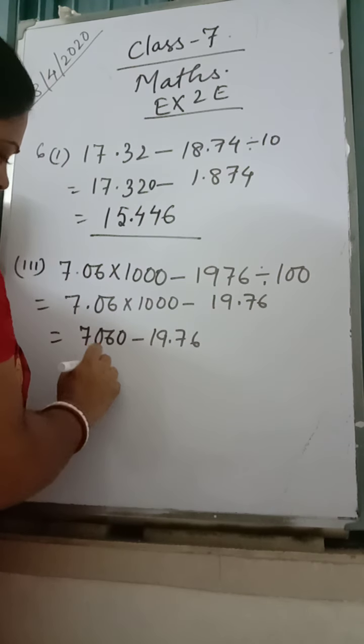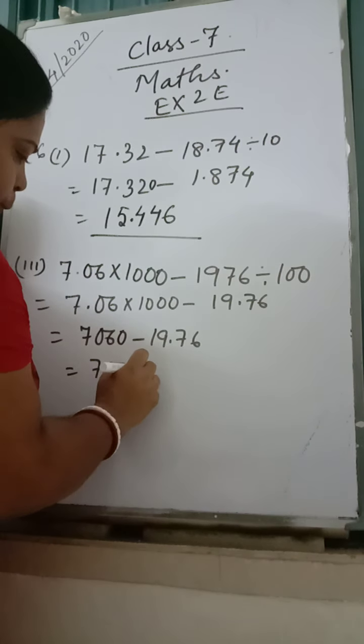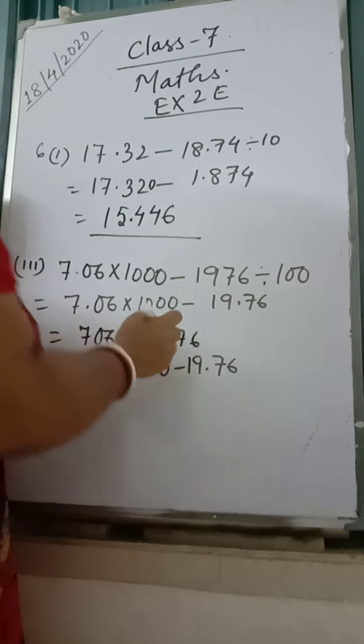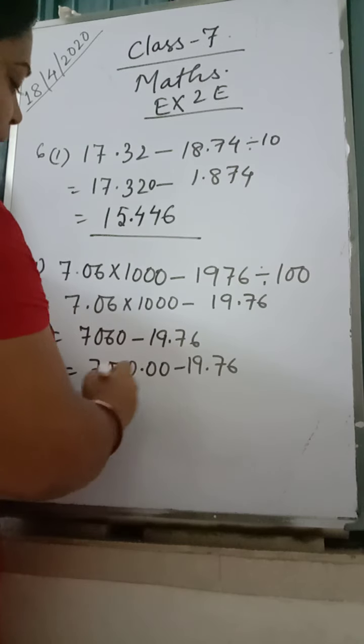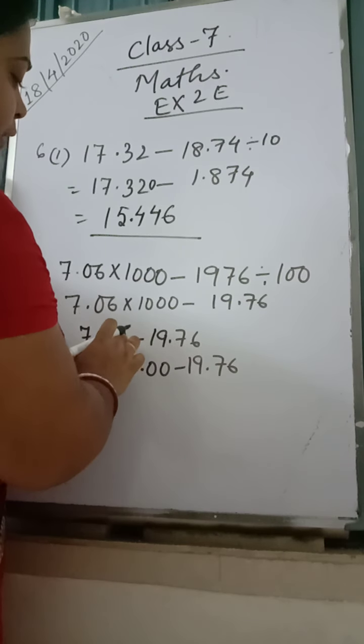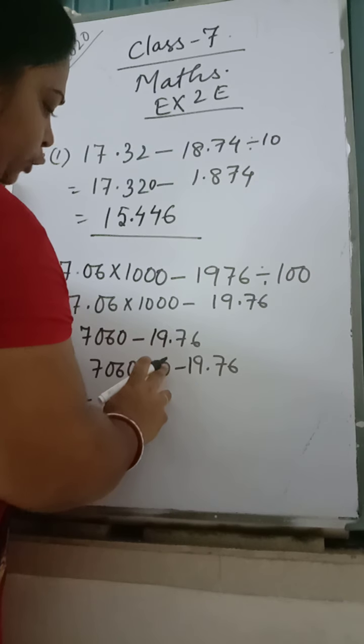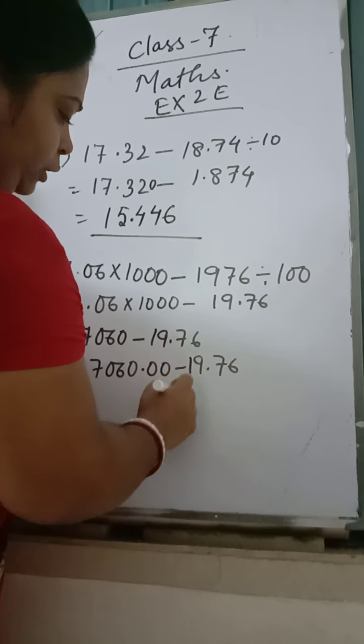19.76, or we can write 7060.00 minus 19.76. Why am I writing 0.00? So that the subtraction is not wrong. Otherwise, what will you be writing? 0.76. It is not 0.76. It is 0.24. 10 minus 4.